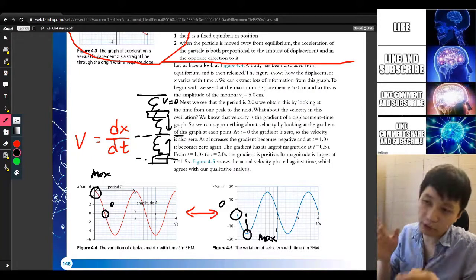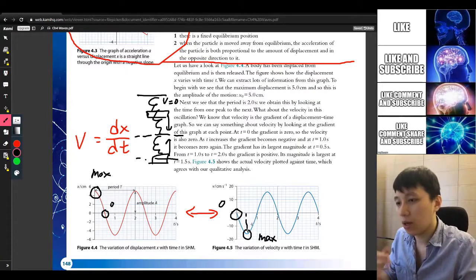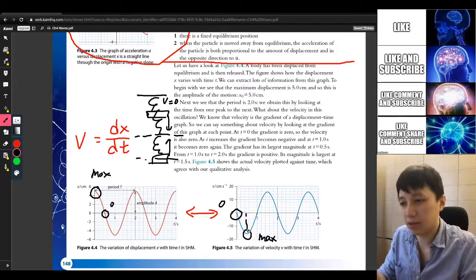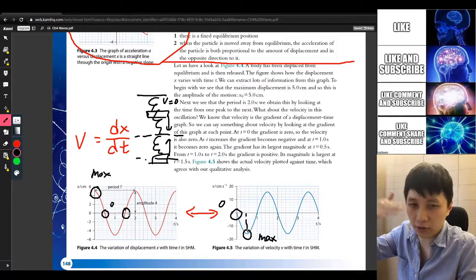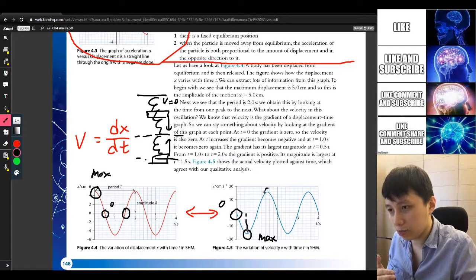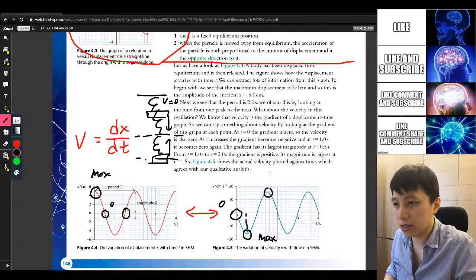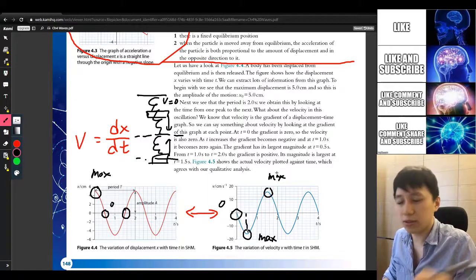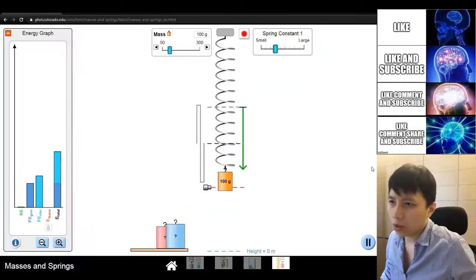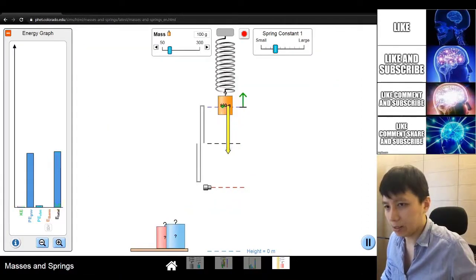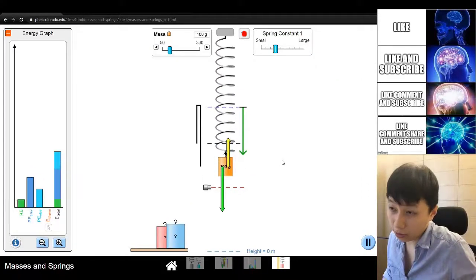Here will be of course the negative maximum, but then in terms of magnitude it's just maximum. Same as the other way around, when you pass through the equilibrium point again, the velocity will also be maximum again. So this is the relationship between x and velocity. Alright, in case you don't understand still, you can go back to try to look at the simulation.